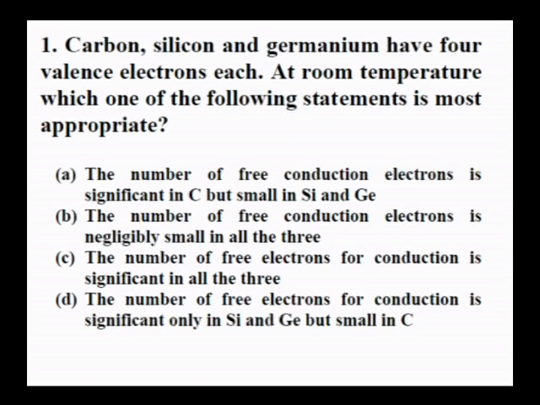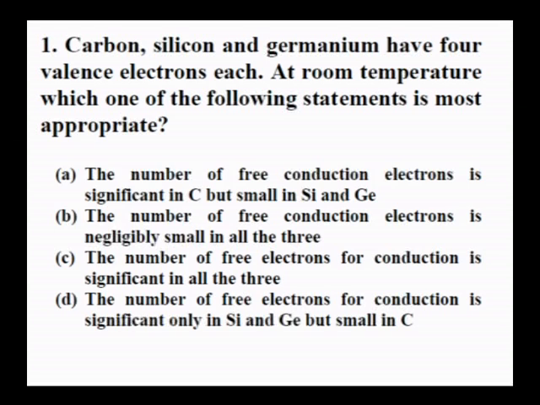Now, this question is related to the first part of the discussion, that is the electronics part. Carbon, silicon and germanium have 4 valence electrons each. At room temperature, which one of the following statements is most appropriate? The number of free conduction electrons is significant in carbon, but small in silicon and germanium. The number of free conduction electrons is negligibly small in all the 3. The number of free electrons for conduction is significant in all the 3. The number of free electrons for conduction is significant only in silicon and germanium, but small in carbon.